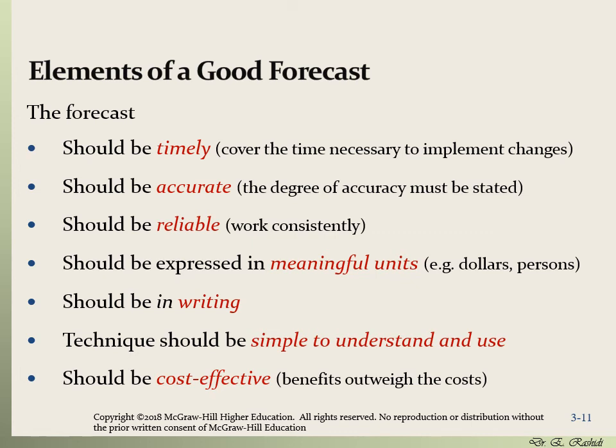A good forecast should be accurate. That means that every forecast should come with its accuracy level, the degree of accuracy. So when someone gives you a forecast, makes a prediction, they also should provide you with the level of accuracy of the forecast. Otherwise, it's useless. A good forecast should be reliable.